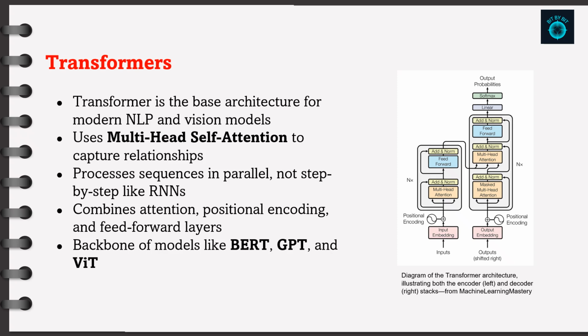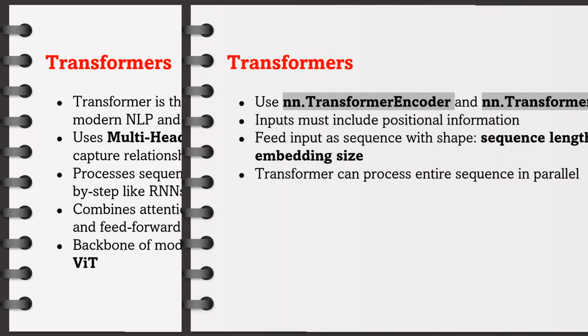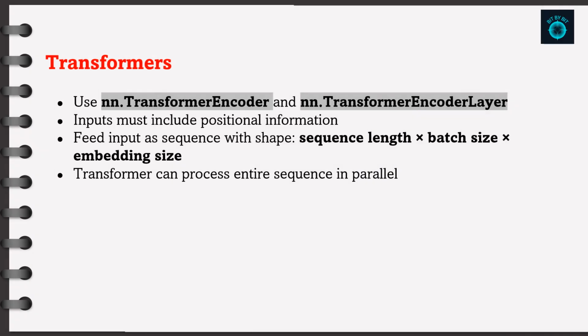Transformers can stack many of these blocks together to build very deep models. This architecture is the backbone behind models like BERT, GPT, T5, and also image-based models like Vision Transformers or ViT. In PyTorch, the basic building blocks for transformers are TransformerEncoderLayer and TransformerEncoder. You define a single attention layer using TransformerEncoderLayer, and then stack multiple of them using TransformerEncoder.